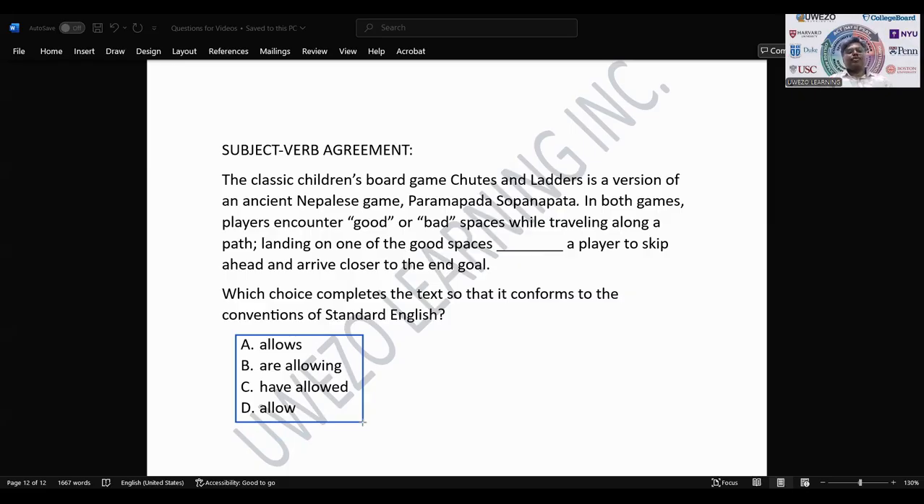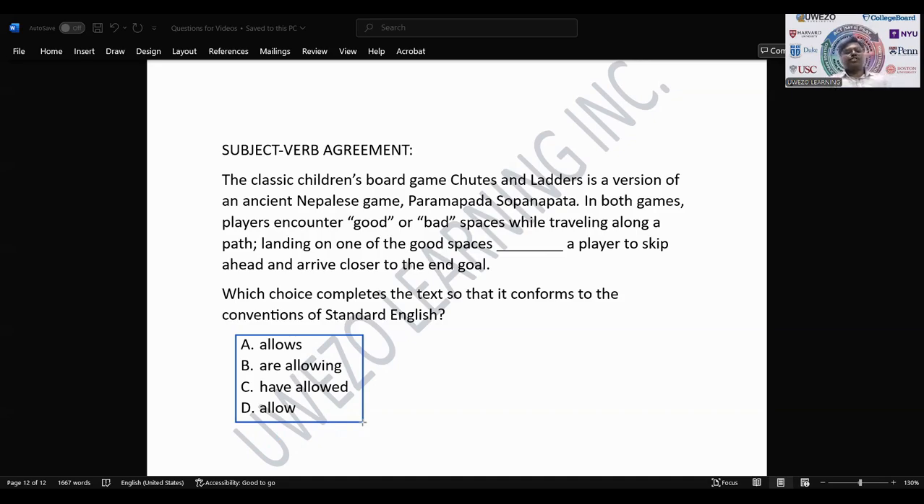The classic children's board game Chutes and Ladders is a version of an ancient Nepalese game, Parampada Sopanapata. In both games, players encounter good or bad spaces while traveling along the path. Landing on one of the good spaces blank a player to skip ahead and arrive closer to the end goal.